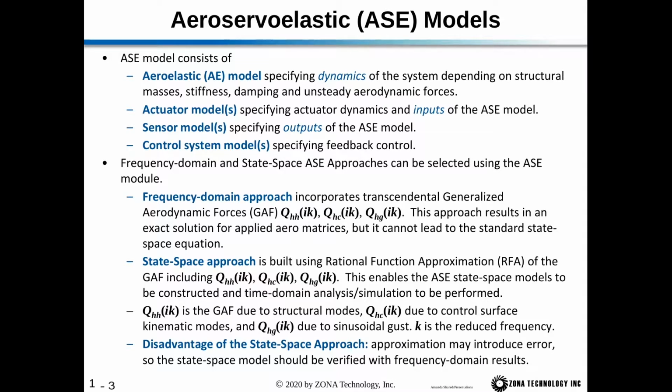The QHH of IK is the GAFs due to the structure modes, QHC is the GAFs due to control surface kinematic modes, and QHG are the GAFs due to sinusoidal gust, where of course K is the reduced frequency. So the state space approach takes these matrices, which are discrete values of frequency, and converts them to the Laplace domain where they become functions of S. So the disadvantages of the state space approach are that it involves approximation, which may introduce error. So the state space model should always be verified with the frequency domain results.